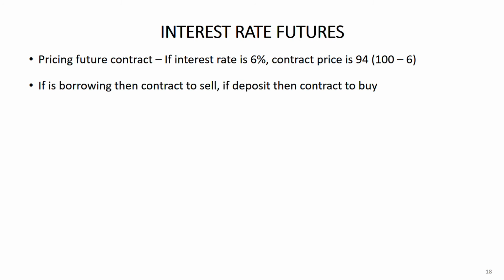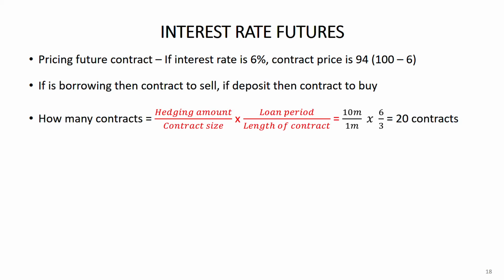Next, if it is borrowing, then contract to sell. If deposit, contract to buy. I've clearly written it down, so you can just memorize from here itself. If it's borrowing, contract to sell, that means selling the future. Deposit, you're buying the future. Now you don't have to mention currency. Most of you will be thinking which currency. We are not dealing with currency, we are dealing with interest rate. So no currency. Okay.